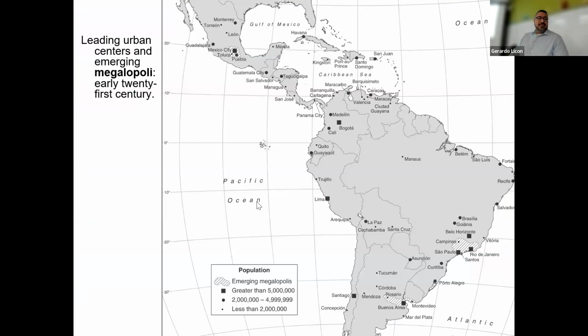Megalopoli. This is when cities become so large that they start becoming like a city of cities. I would think Los Angeles would be an example of this. We might refer to this more commonly as a metropolitan area, where a city gets so large that it starts connecting with the next largest city, and then you don't have any in-between cities. You just go from city to city to city. They're all interconnected. And the biggest megalopoli, the biggest metropolitan areas, are around Mexico City, in Brazil around Rio de Janeiro and Sao Paulo, and then in Argentina and Uruguay, around Buenos Aires.